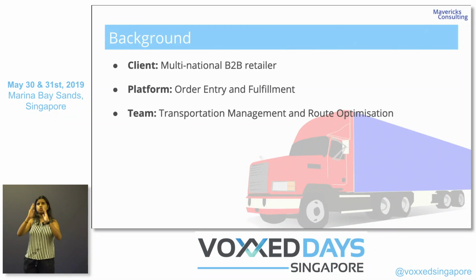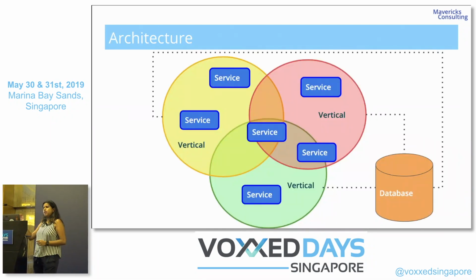There was order entry, there was order management, there was pick and pack, which was essentially the packaging of goods from the warehouse into something that could be transported. Then there was transport management. And then there were a whole bunch of other things after that, such as returns and refunds and all of that. Our architecture at a very simplistic level looked something like this. There were multiple verticals. Each vertical had multiple services, and all of those connected to the same database. This was a Cassandra database that we were using.